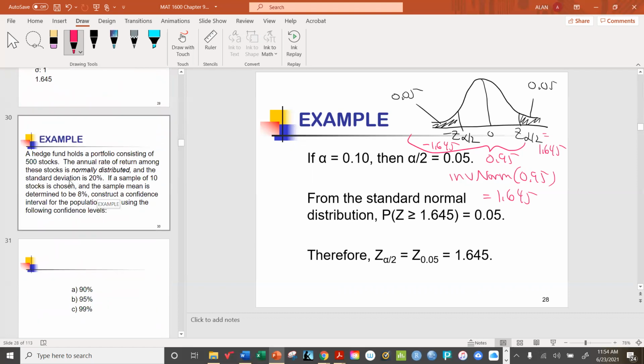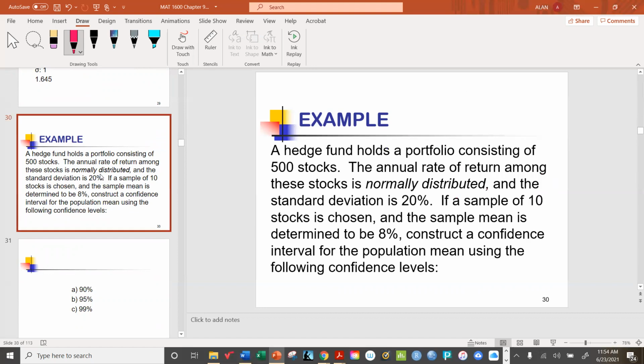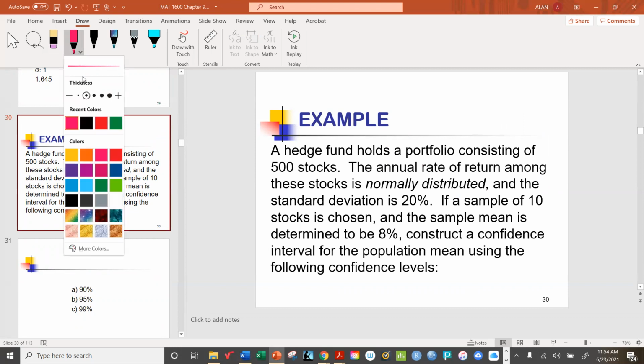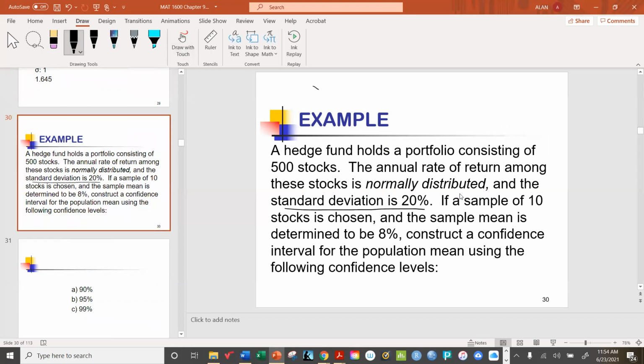All right, so let's take a look at our first example. A hedge fund contains a portfolio consisting of 500 stocks. The returns among these stocks are normal. The standard deviation is 0.20. Now, this is the population standard deviation. And the sample that we're choosing has 10 stocks in it, and the sample mean is 8%. By the way, it does mention the population size, but it's not really needed in these calculations, so you don't have to worry about that.